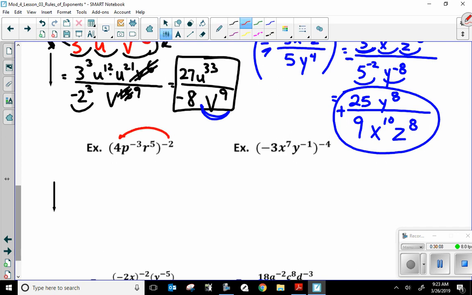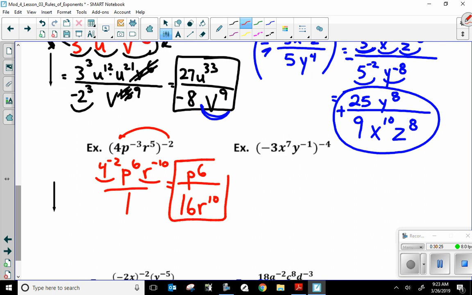Let's distribute a negative 2 to everything. 4 to the negative 2, p to the positive 6, r to the negative 10. The only things that flip are these. So I've got p to the 6th on top. 4 squared is 16, r to the 10th. Oh, after doing all that difficult work, it's nice to have an easy one.